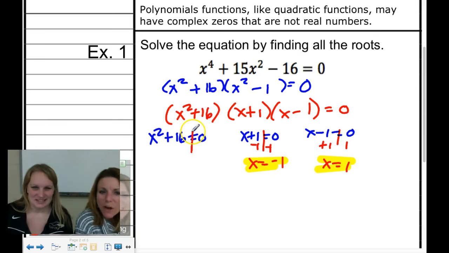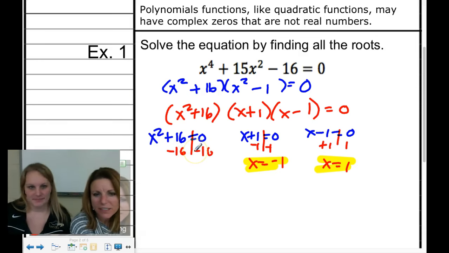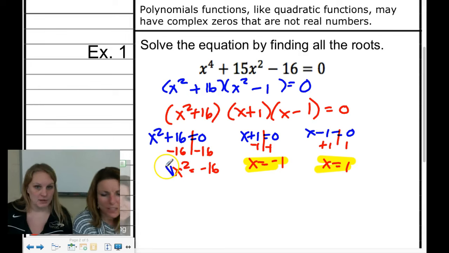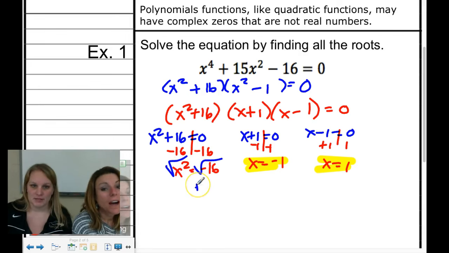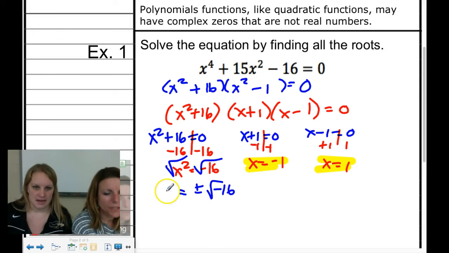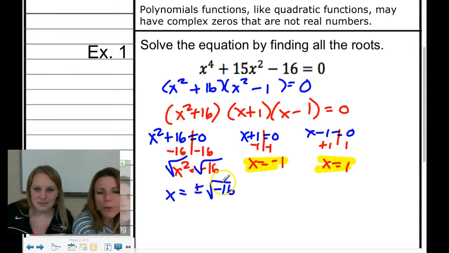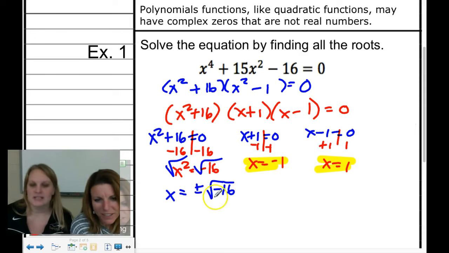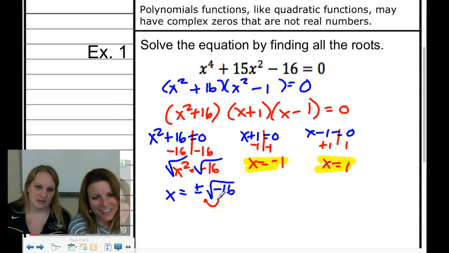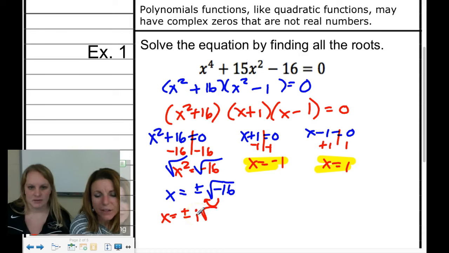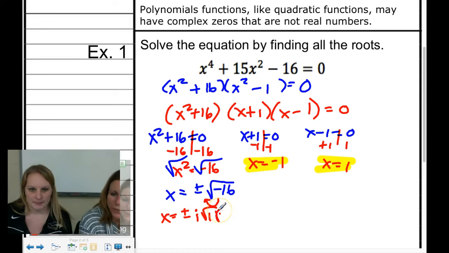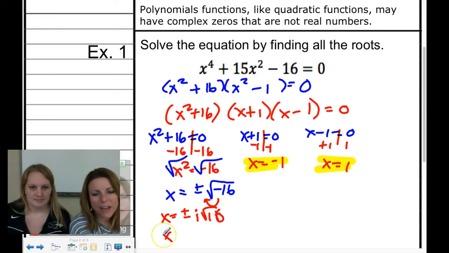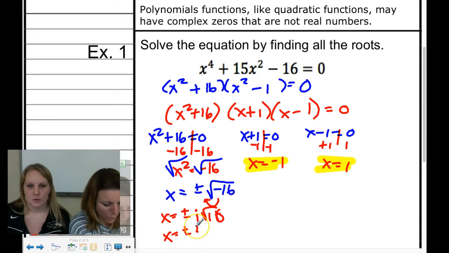Okay, now let's do this. We subtract 16, and I have x squared is equal to negative 16. What are we going to do? Undo a square. I take the square root, and when I square root, I need to put a plus or minus out front. So I have x equals plus or minus the square root of negative 16. Now we don't like negatives, so we have to get rid of that. What letter makes a negative under a square root? I. So we pull that out: x equals plus or minus i times the square root of 16. And what is the square root of 16? 4. So our final answer is x equals plus or minus 4i.